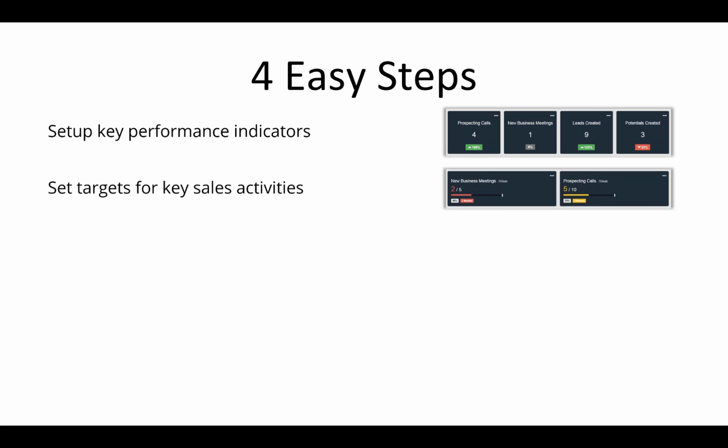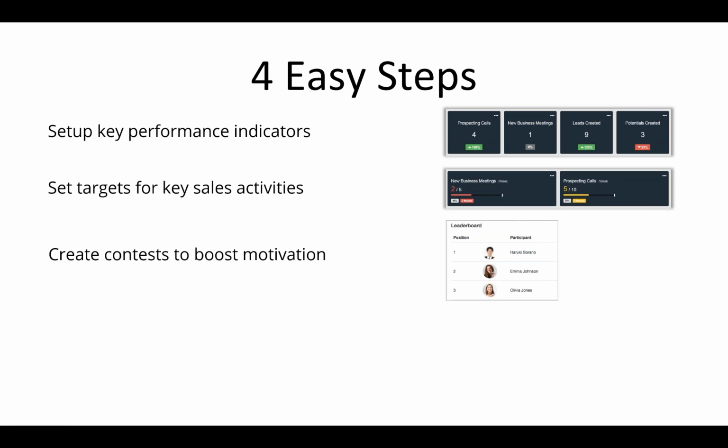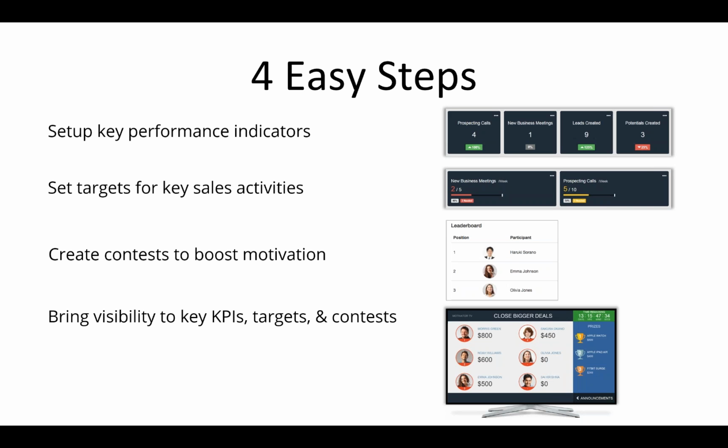The next step is to set up targets for those key sales activities that you know will lead to more sales, like I mentioned, making phone calls or setting up meetings are some examples. Then, depending on your needs, you can create contests to further engage the team and boost motivation. And then finally, you can decide which key metrics or targets or contests that you want to make more visible and put on TVs, perhaps in your sales floor or other places in your office where it will be very visible to the salespeople.